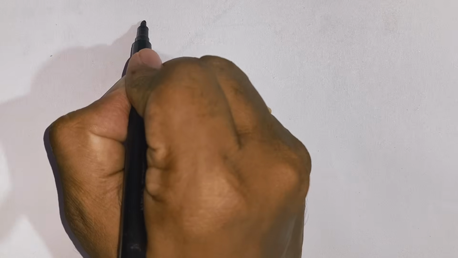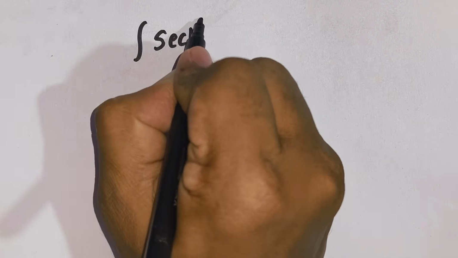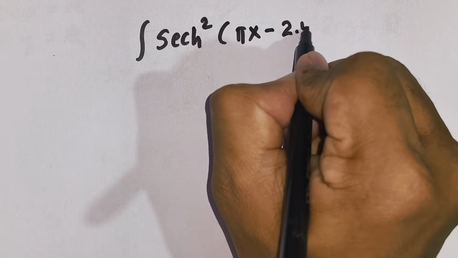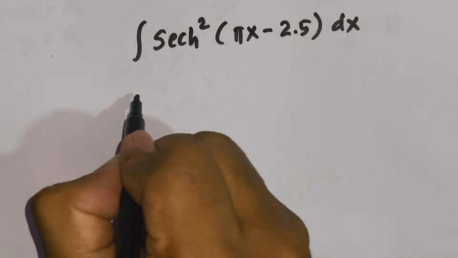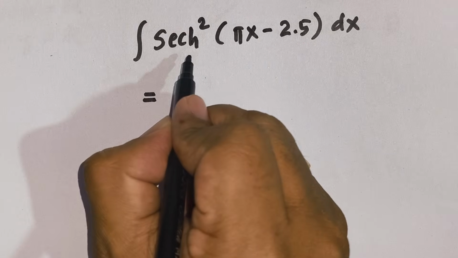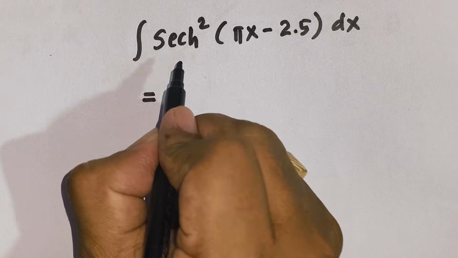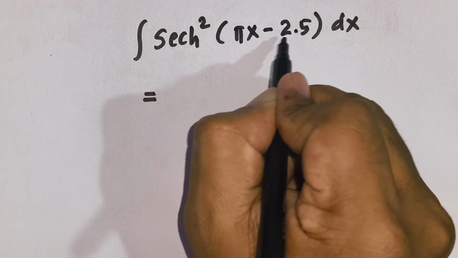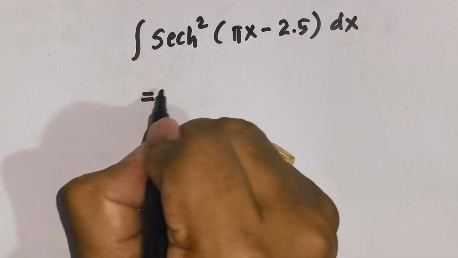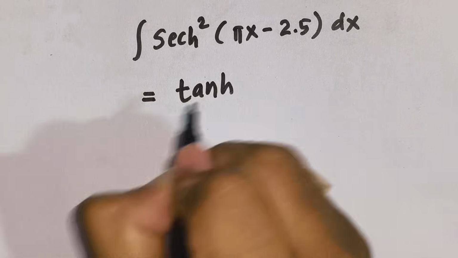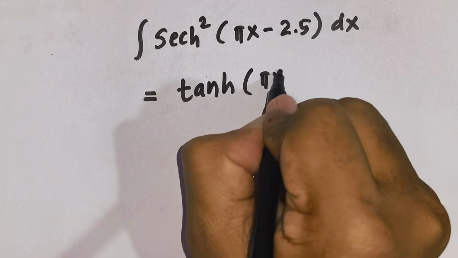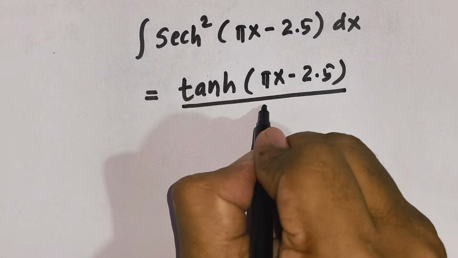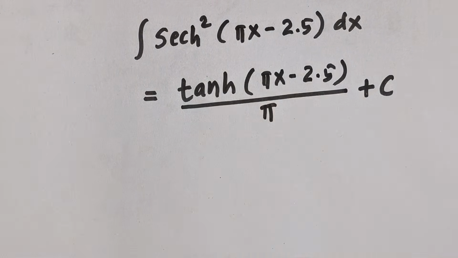Next, let's find the integration of hyperbolic secant square of pi x minus 2.5 dx. Here also we know the integration of hyperbolic secant square is hyperbolic tangent. But in place of x, we have a linear function of x. x is multiplied with a real number and added with a real number. So this is simply hyperbolic tangent of pi x minus 2.5, and we divide it by the constant multiplied with x, which is pi here, plus arbitrary constant capital C.